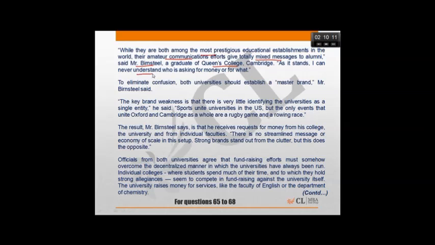As it stands, I can never understand who's asking for money and for what. To eliminate confusion, both universities should establish a master plan, Mr. Bernstein said. The key brand weakness is that there is very little identifying the universities as a single entity. Sports unite universities in the US, but the only events that unite Cambridge as a whole are the rugby game and the rowing race. The result, Bernstein said, is that he receives requests for money from his college, the university, and from individual faculties. There is no streamlined message or economy of scale in the setup. Strong brands stand out from the clutter, but this does the opposite.